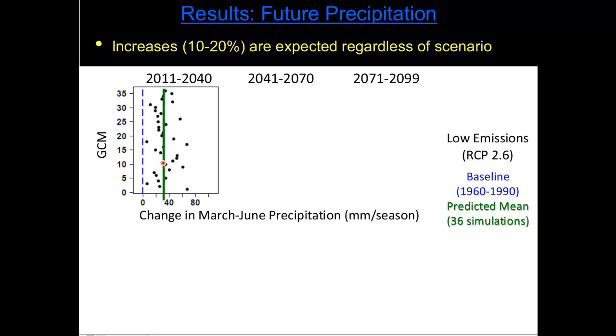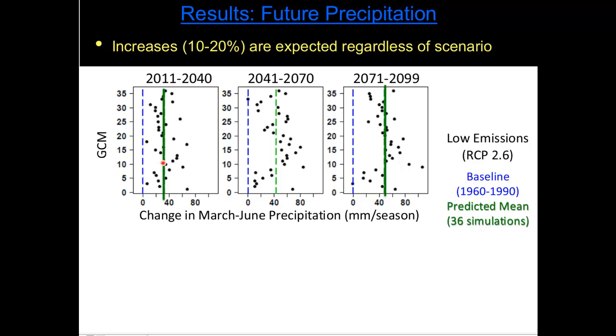Okay, so now we're going to see 3 more of these panels right now. And at the top of each of these slides, we're going to look at the low emissions. So low emissions are on top. So each one of these 3 predictions is for the low emissions RCP 2.6 scenarios. Okay, so 2011 to 2040, we see about 35 millimeter increase.